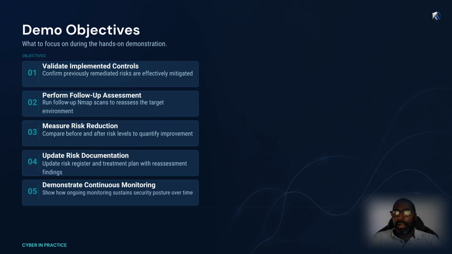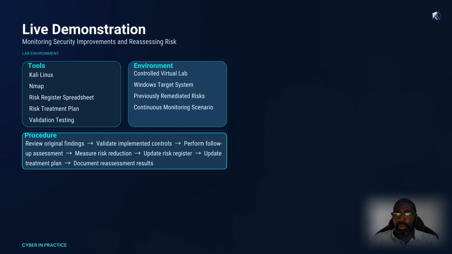Now let's outline our objectives for today's hands-on demonstration. We will validate our implemented controls to confirm past risks are mitigated. Then we'll follow up with an Nmap scan, measure our risk reduction, update our risk register documentation, and demonstrate how continuous monitoring sustains this posture over time. Here's our lab setup. Using Kali Linux, we'll run Nmap with our risk register and treatment plan to test the Windows systems, confirming previously addressed risks and documenting final outcomes.